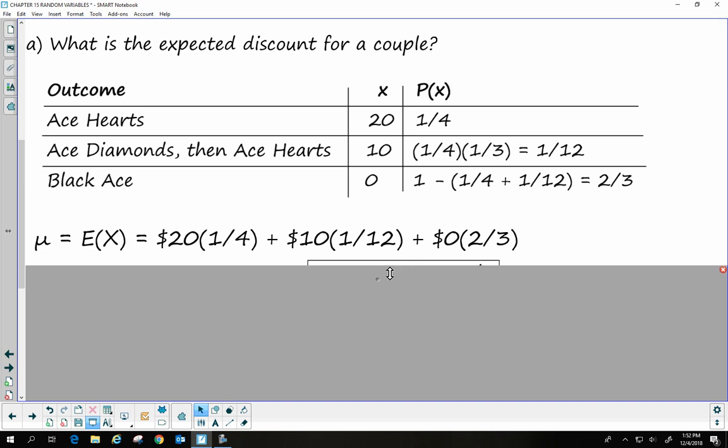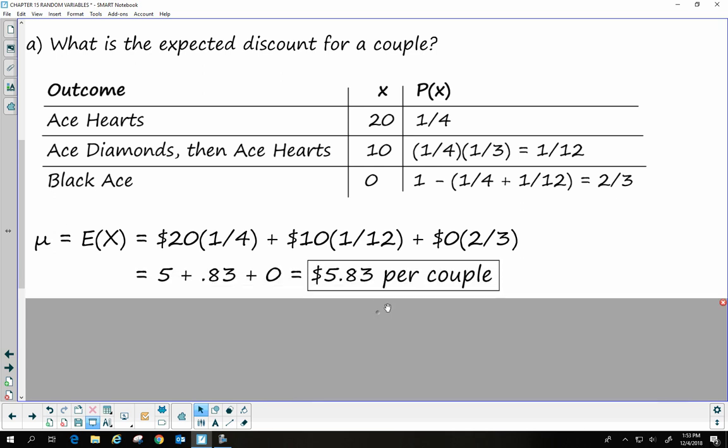So we can use our expected value formula to figure out what is the expected discount per couple. So we multiply each discount possibility times its probability and add them all together and get $5.83. So we should expect to discount $5.83 per couple who eats there.